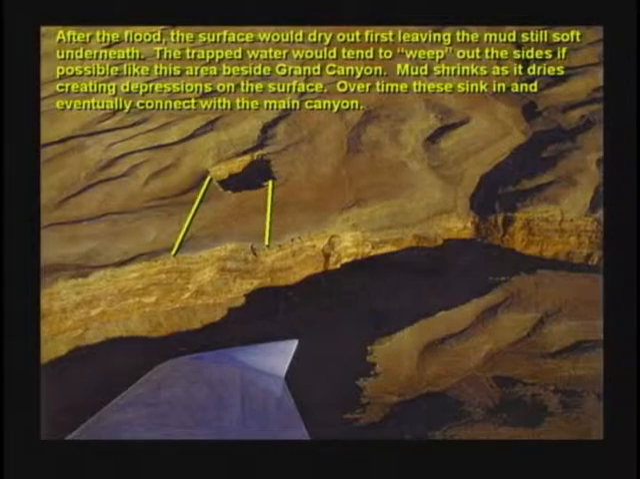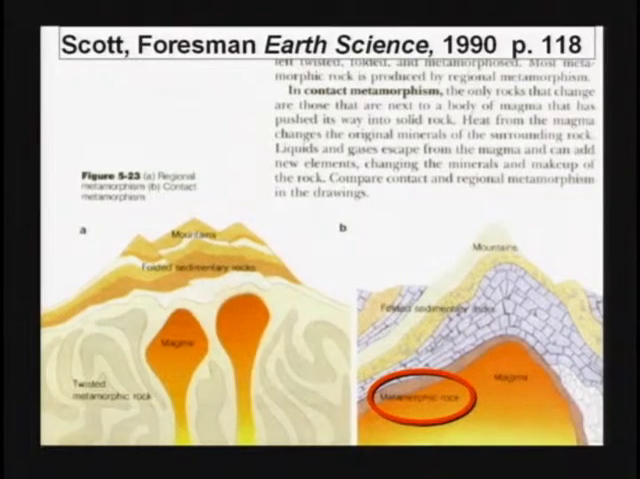After the flood, in Noah's time, the surface would dry out first, leaving the inside still soft, muddy ground, which would slowly dry out. As it dries, it shrinks and contracts, causing wrinkling on the surface. As mountains lifted up, it would cause metamorphic rock to be formed. This formed, I believe, during and after Noah's flood.